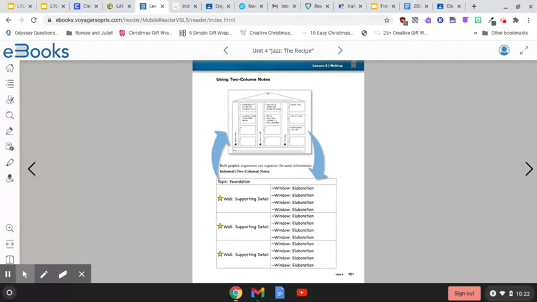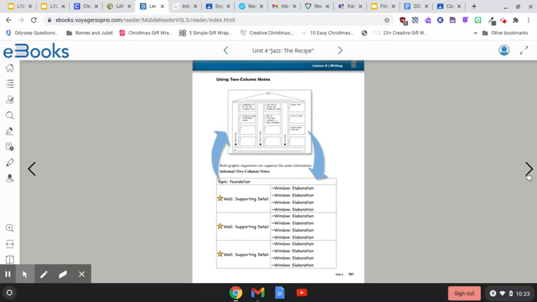Turn to page 151 in your student books. Both graphic organizers on the page can organize the same information. The Masterpiece Sentences one, the house one, organizes based on main ideas and supporting details and elaboration, where the walls are the supporting details and the windows are the elaboration. The 2 column notes have the main idea or the supporting detail on the left and then the elaboration on the right.